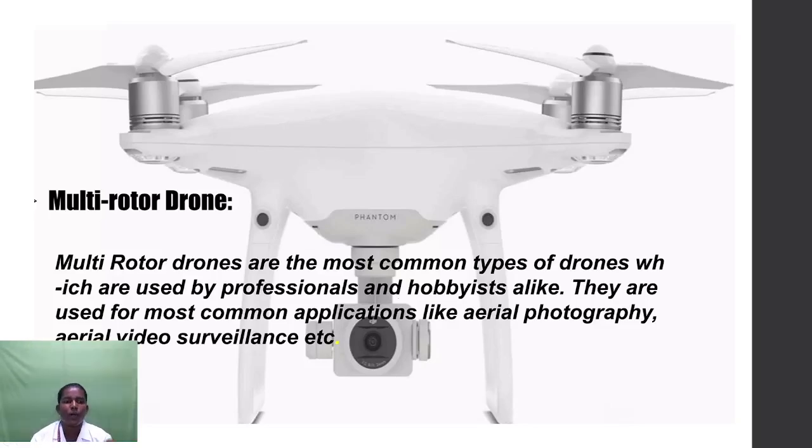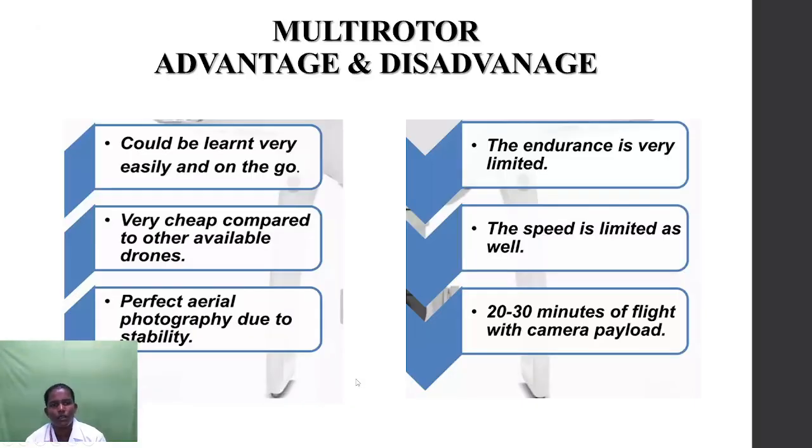But now we are going to see the multi-rotor drone. It uses not a single propeller but multiple, more than three propellers. Its advantage is that it can go easily anywhere, but its endurance is limited. Because the battery drains fast with less weight, it has low endurance compared to others. It is cheap, but speed is limited. We can't use it 24/7.